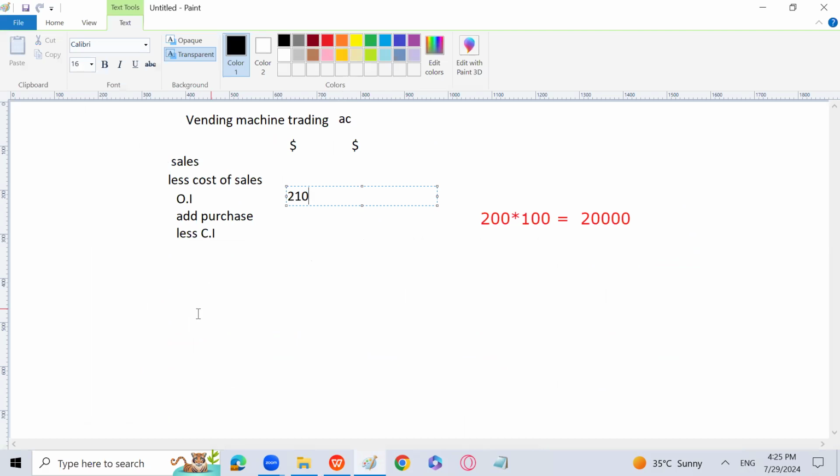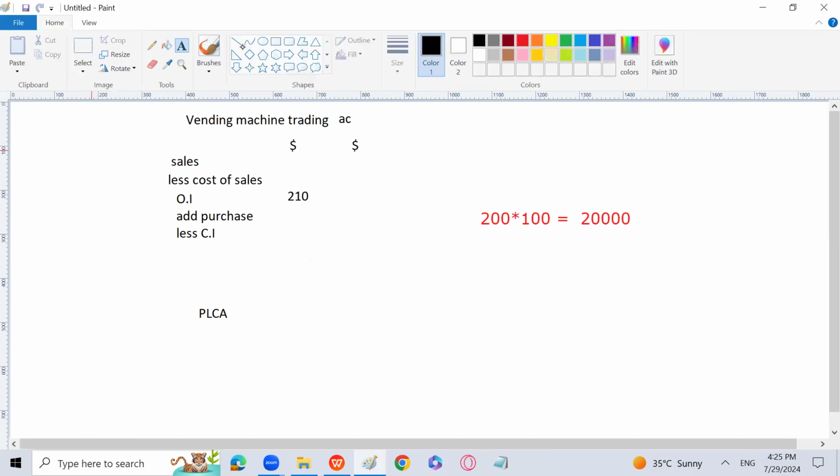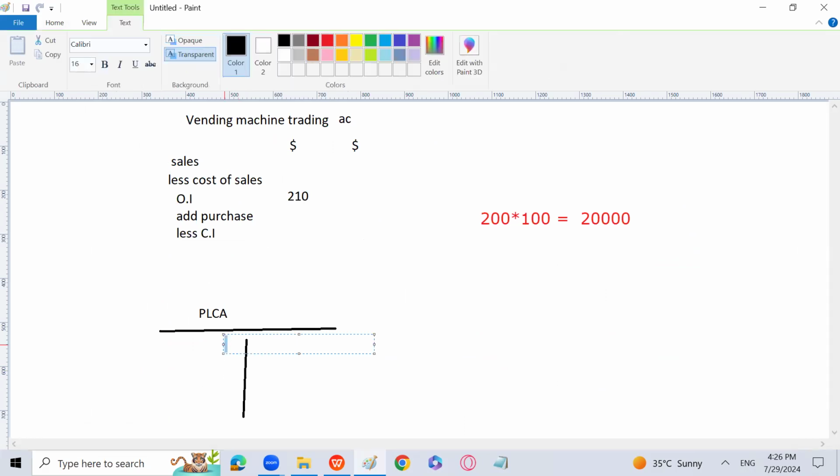So let's prepare the purchase ledger control account. I am just going for the abbreviation PLCA. So we'll prepare PLCA, purchase ledger control account, in order to find credit purchases. Here I am going to write the dollar sign. Here I will write brought down. Here I am going to write the carried down. Here I am going to write payment to trade payable. And here I am going to write the credit purchases.